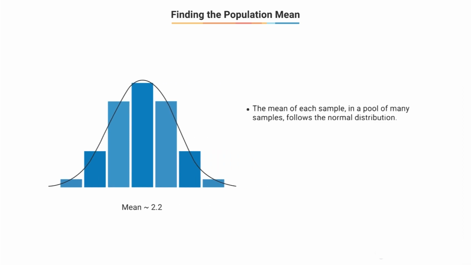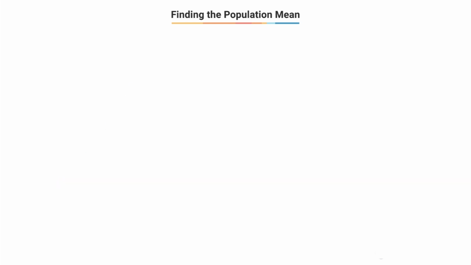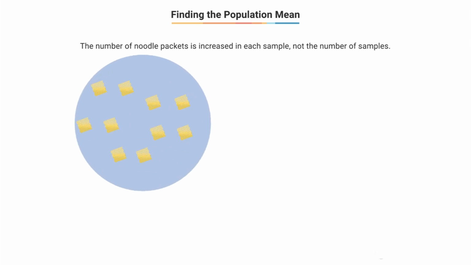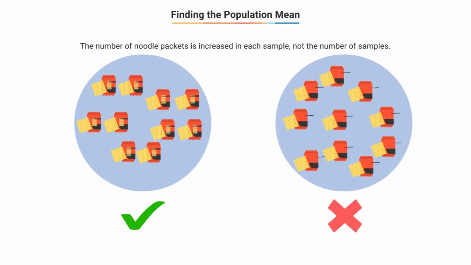This certainly opens up many avenues. We saw that when we took a large number of samples and plotted the mean of each sample on the graph, we got a distribution that was quite close to a normal distribution. As we keep on increasing the sample size, the sample mean will keep approaching the population mean. Now, when I say increasing the sample size, I mean the number of noodle packets in each sample and not the number of samples that we took.